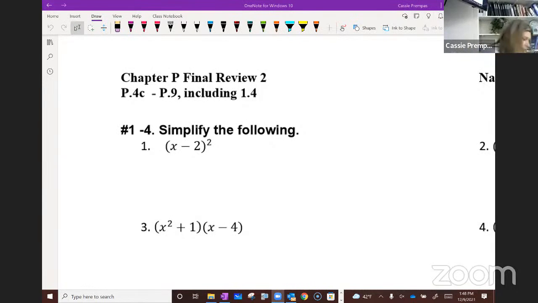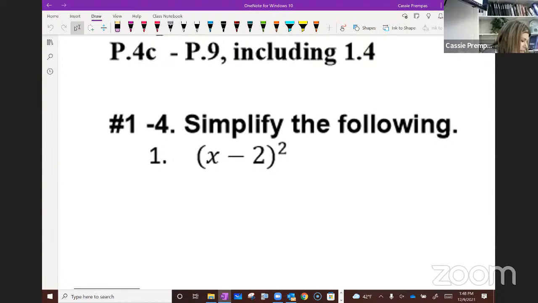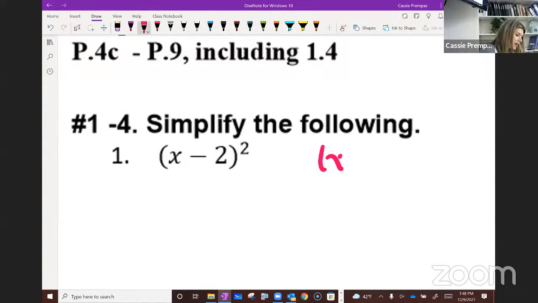Let's move into number one. If you were asked to simplify this and there was an answer on the Scantron that said x squared minus 4, would you choose it? No. Why not? Because you have to do FOIL. Nice. We have to multiply it by itself and FOIL.